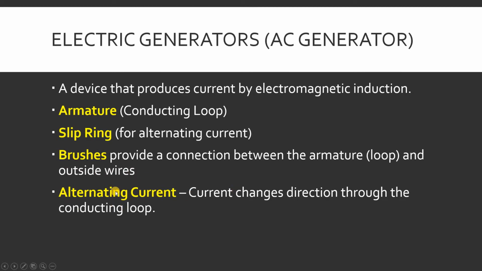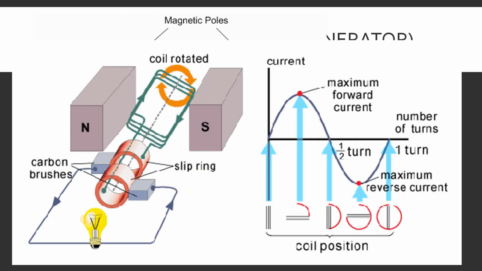After that, you have AC, or alternating current. Current changes direction through the conducting loop, and so alternating current will change back and forth, whereas direct would go forward. All right. Again, another helpful picture here.